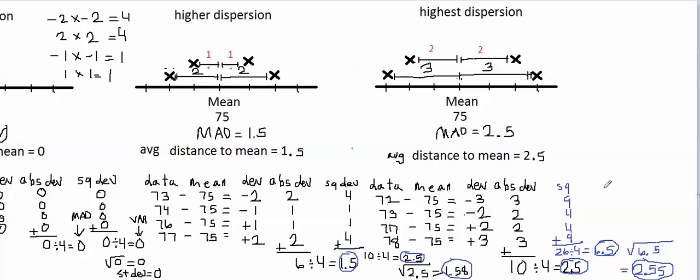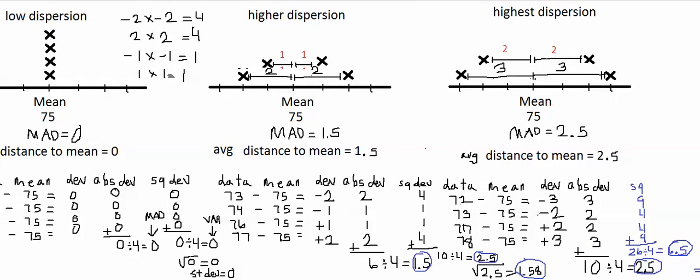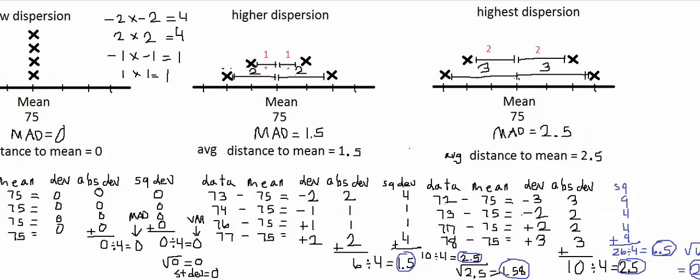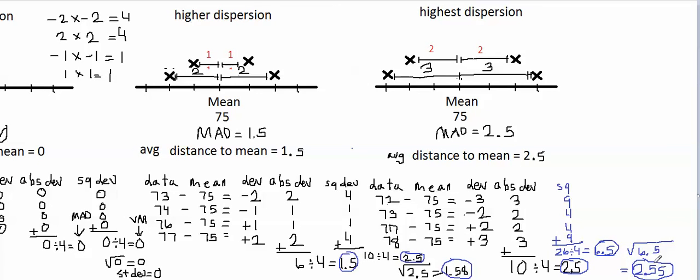And I said that the standard deviation is most commonly used to measure dispersion. The standard deviation is a number that comes out close to the MAD. So remember that the MAD is literally the average distance to the mean. You could say that the standard deviation is roughly the average distance to the mean, because it comes out roughly the same as the MAD. So the MAD and standard deviation are almost the same thing, but they have different formulas.